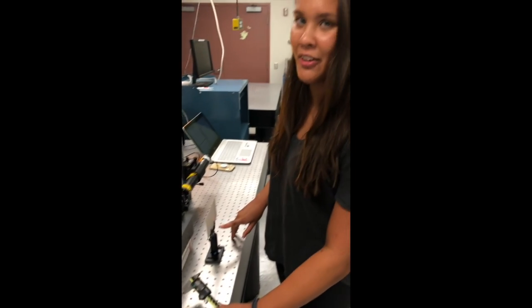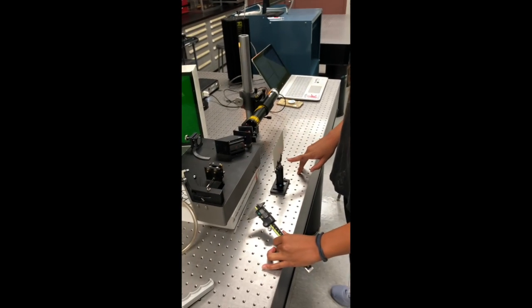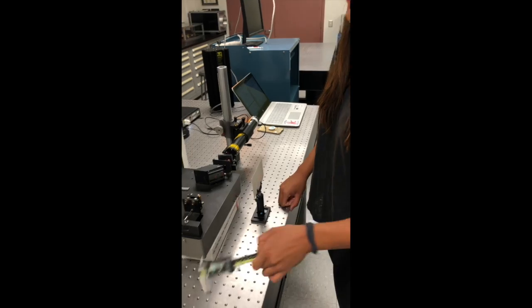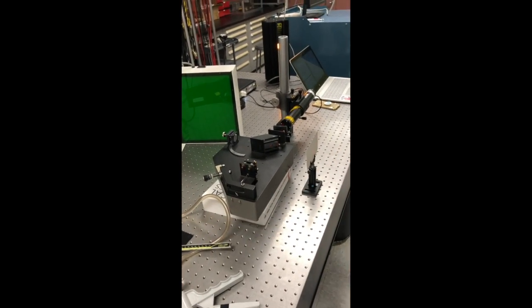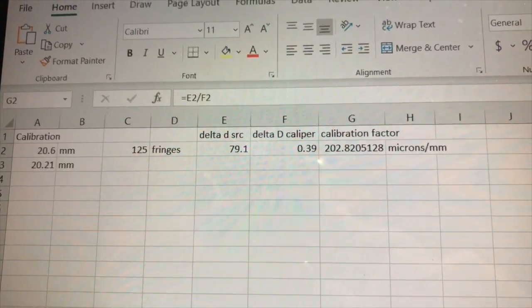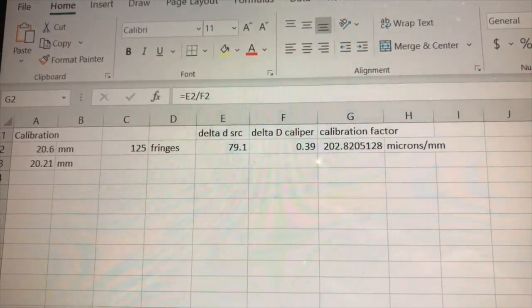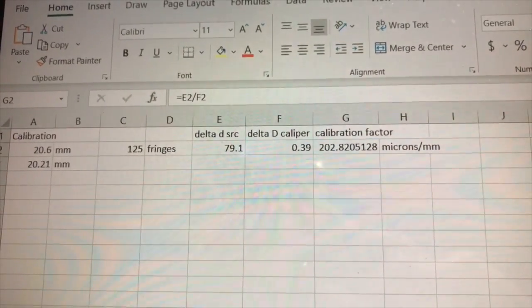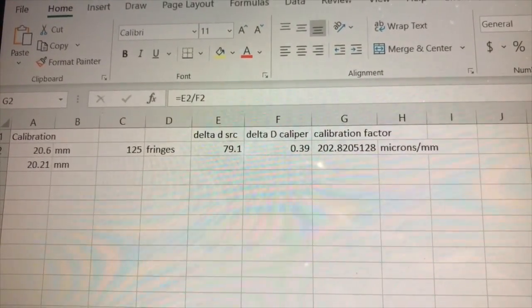So we used a digital caliper to get an initial arbitrary position on the micrometer, and then we collapsed 125 fringes, and then took a final measurement to get the calibration factor. To calculate the calibration factor, we multiplied the movement of the source, which should be the number of fringes collapsed times the provided source wavelength, and divided by the difference in the caliper readings of the micrometer position.